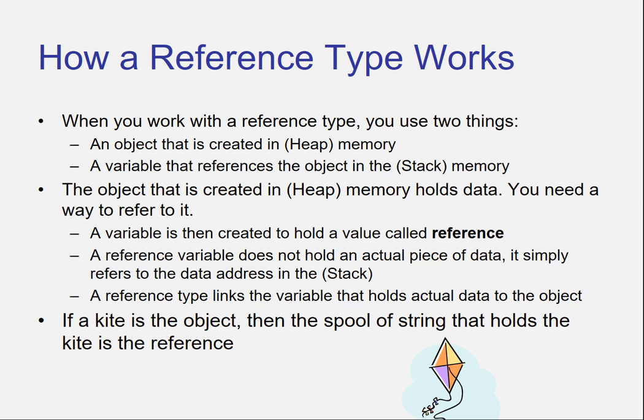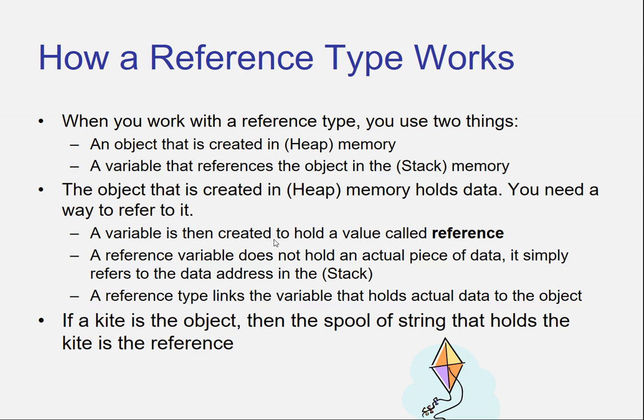So when you're working with a reference type, there's two things going on here. A reference is an object that is created in what they call the heap memory in the RAM. This is a part of the RAM. And a variable that references the object in the stack memory. So how does that work? An object that is created in that heap memory holds the piece of data that you're using, and you need a way to refer to it. You need a way to talk to it or connect to it.